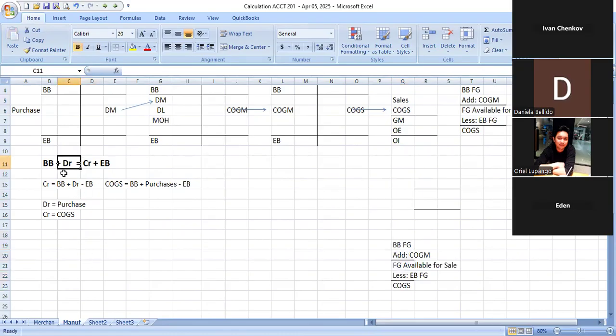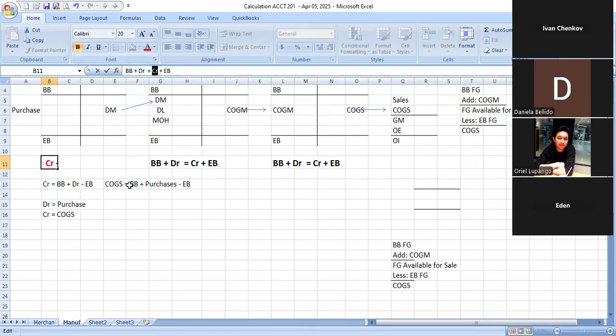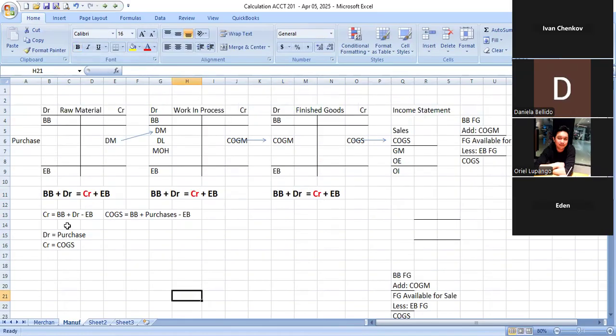In all of these accounts, I want you to remember, we're going to apply this formula. What are we chasing? We're chasing the credit. Or in this case, how many materials we used. In this case, how much is my cost of goods manufactured. In this case, we're chasing how much is my cost of goods sold. That's what we're chasing. Now in this account, the debit will be equal to purchases, and the credit will be equal to the direct material used.